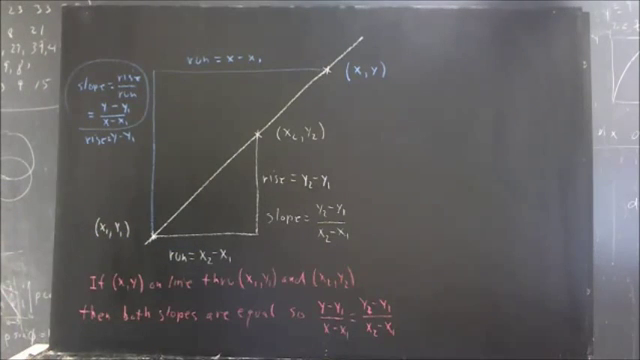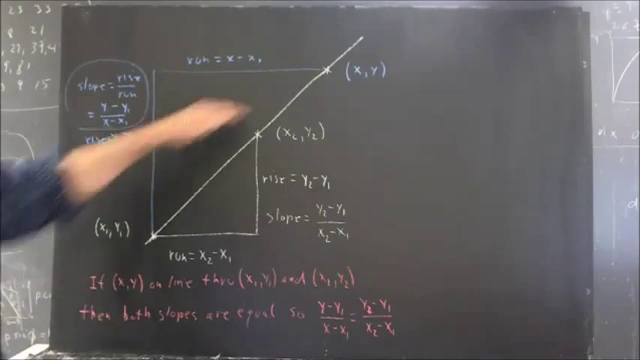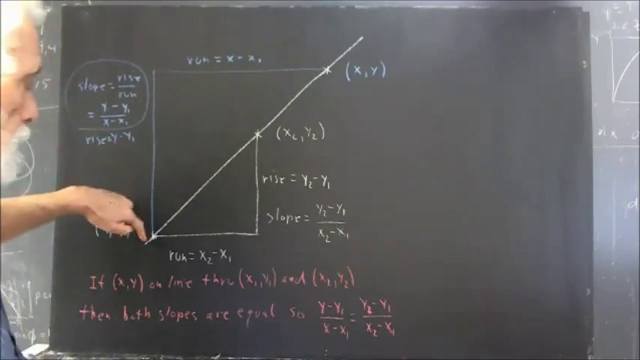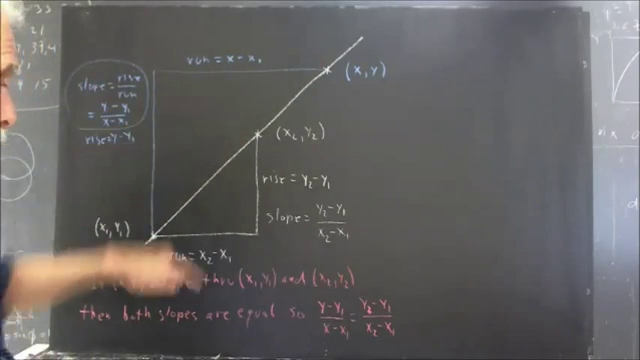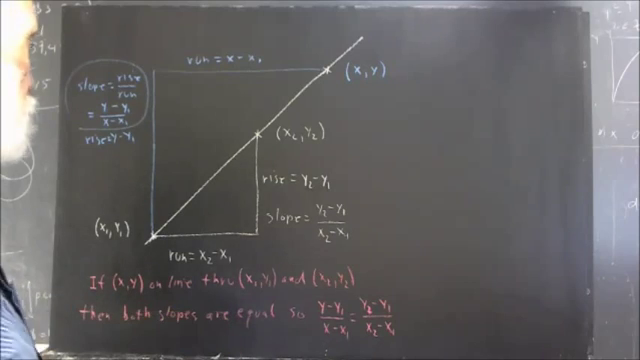Now I pause to write out a little bit of stuff here just to save a little time. You don't need to watch me write. What we're saying then is that if xy is on the same line that goes through x1, y1, and x2, y2, then both of these slopes are equal.